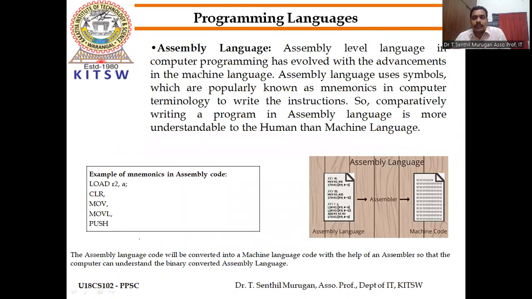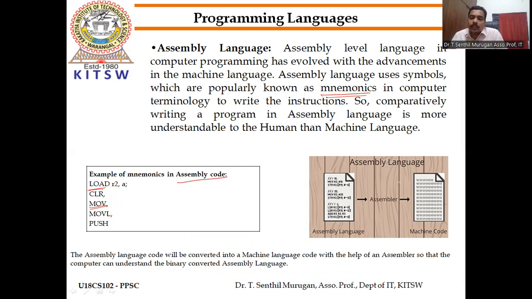Assembly language means again the same thing. There is an assembler, so there is assembly code that uses mnemonics. Wherever we use these mnemonics, that language is considered the assembly language. For example, move means move a value from one place to another. Load means store or read the values, or load into the memory. Clear means clear the data from the memory. Move L means move left. Push means insert the value. Like that, there are some code words. Where we use these mnemonics, that is the assembly code.